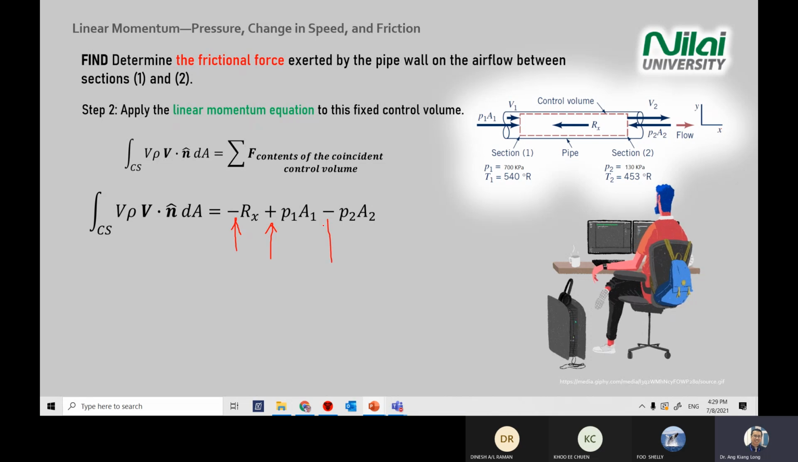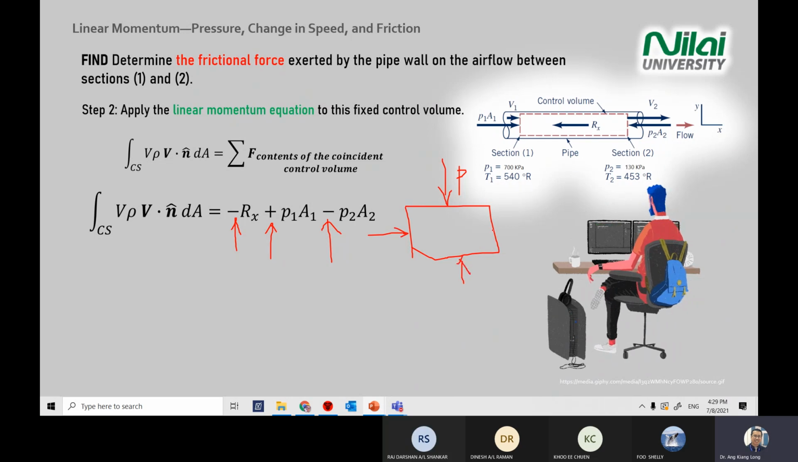However, for the right-hand side, you have a pressure pointing to the left, so you get a negative. I think I've repeated this one for the third or fourth time already. Pressure force is always pointing to the surface, so that's why we can draw this arrow pointing to the left.